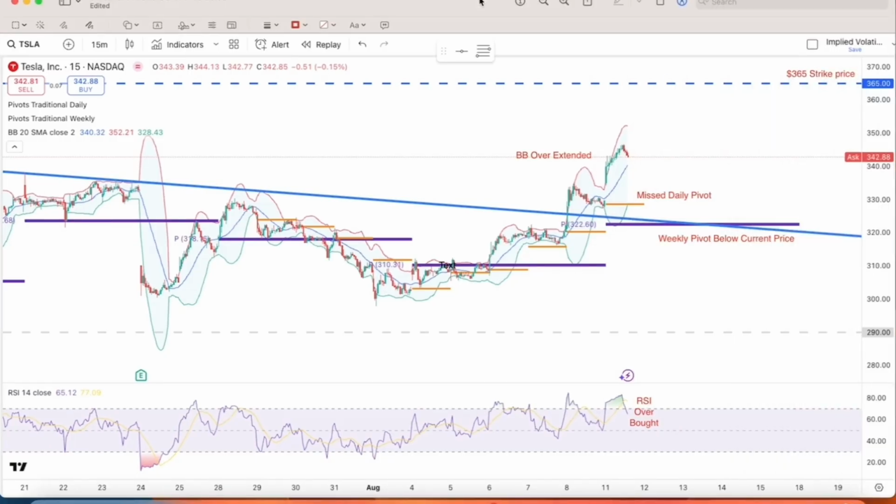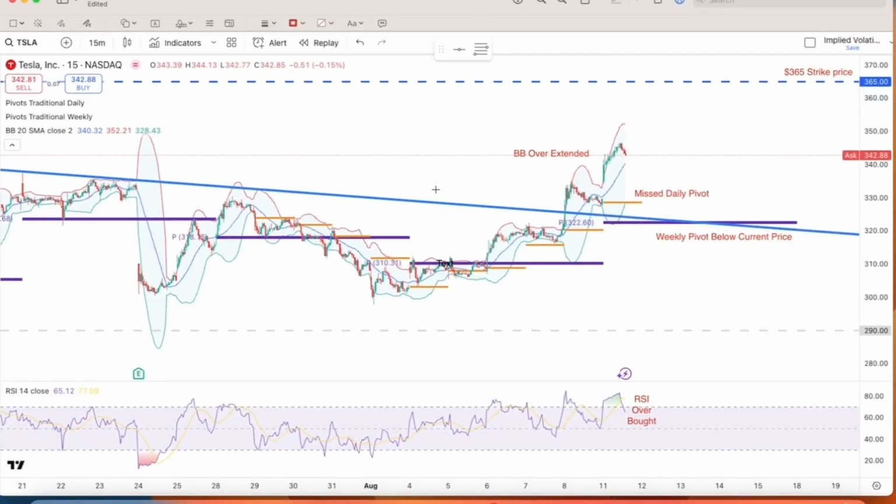So this is a screenshot that I took shortly after of what I was seeing on Tesla's charts. Then we'll skip over to the live current Tesla chart and see how this has evolved over time. Again, I took this yesterday and I was liking what I was seeing. At the top here, we've got the strike price at 365. And again, this is a 15-minute chart.